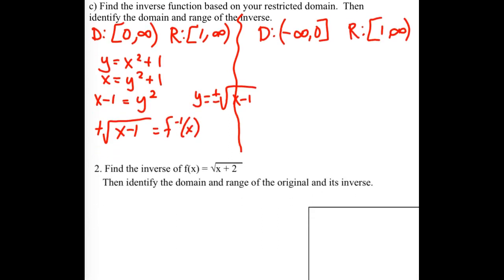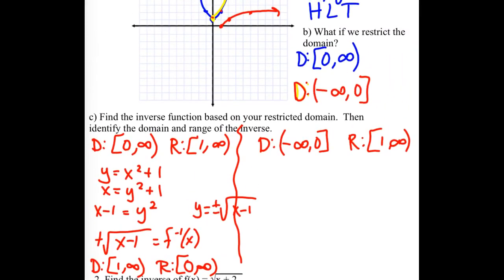And then the domain and range would be what? What did we say we have to do? If we know the domain and range of the original, we just have to switch them. So now my domain is 1 to infinity, and my range is 0 to infinity. Does that fit with the picture we have up here, the red part? My domain is going from 1 to infinity. My range is going from 0 to infinity. Okay?